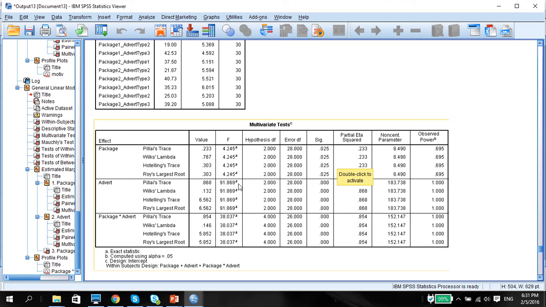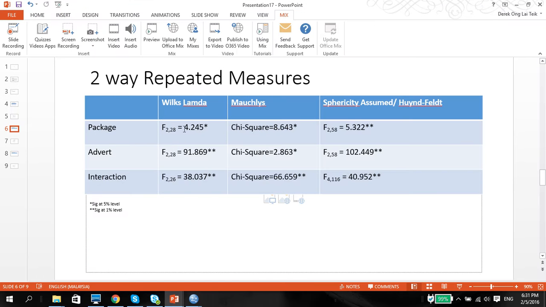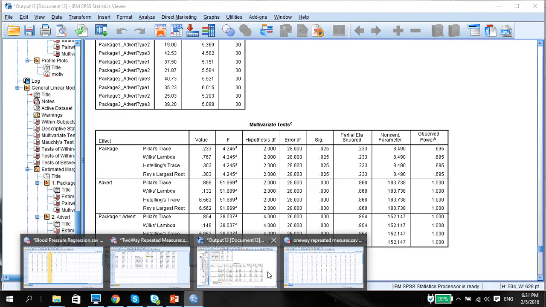Notice that only AdWord is significant and package is not significant. Look at the Wilks' lambda. And for interaction, it is significant. So remember to use the hypothesis test degrees of freedom and the error properly as you put in here in terms of Wilks' lambda. Okay. And now we go to Mauchly's.